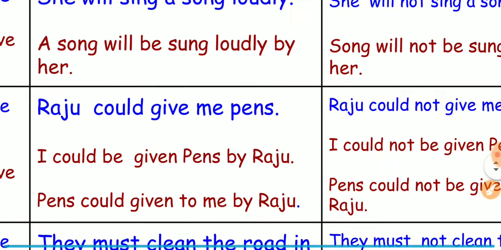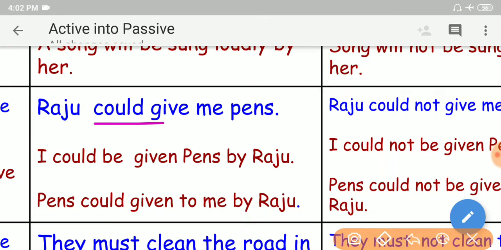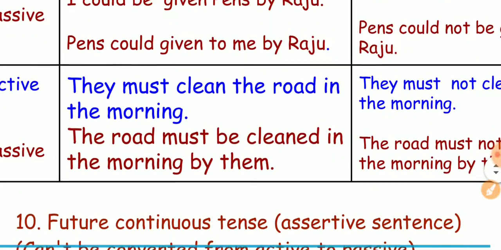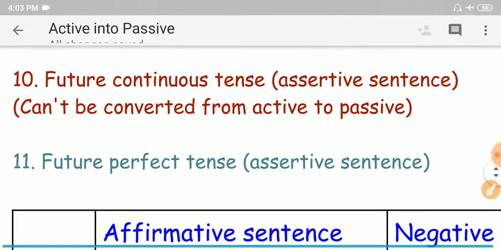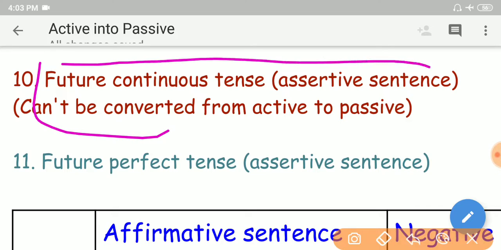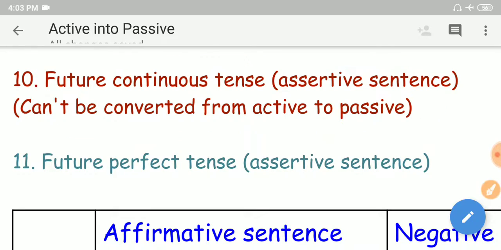So like this, Raju could give. Could give changes into could be given. Could be given, just you can see. Irrespective of singular or plural, irrespective of number, modals can be used. So here also, could not give, could not be given. So like this, another example. See here, future continuous tense also cannot be converted from active into passive, my dear friends.